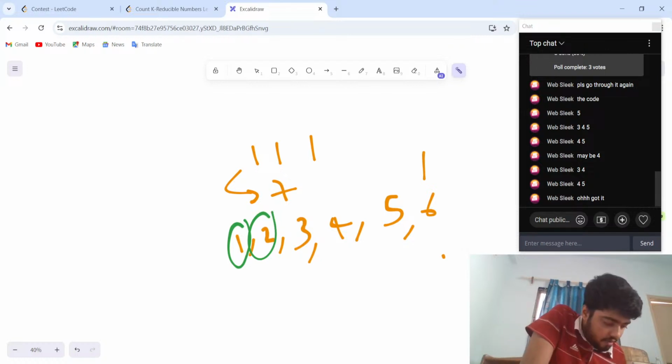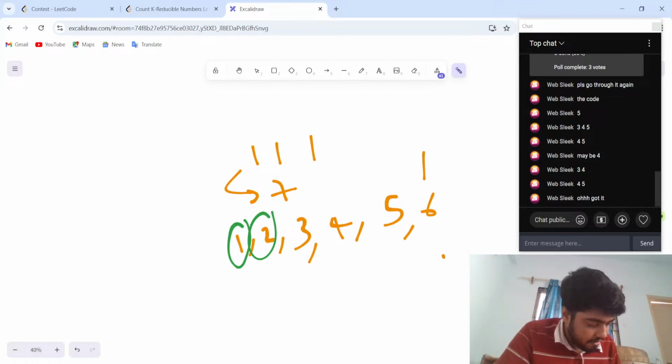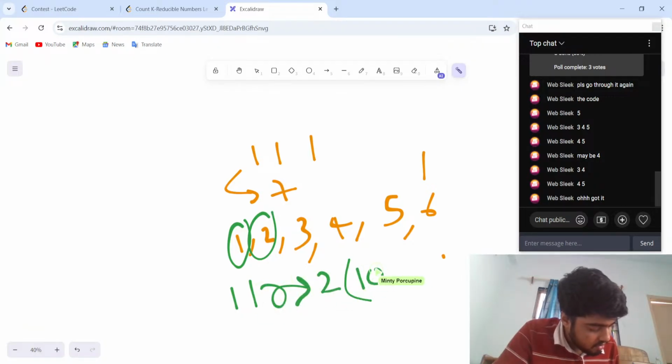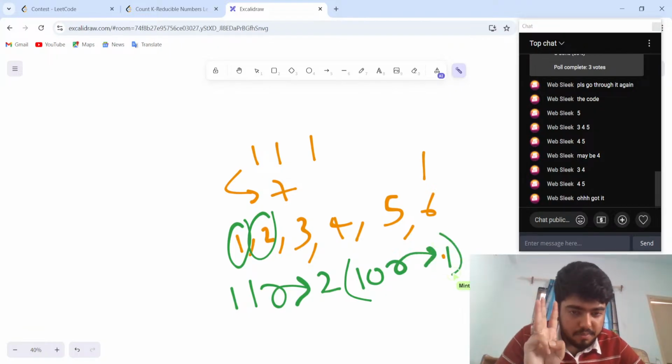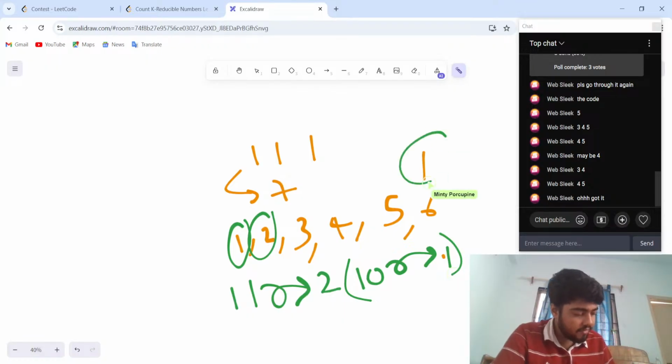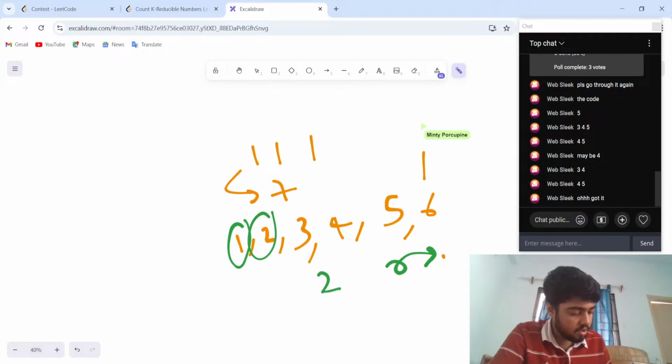But if we look at 3, what is the binary of 3? It is 11. So what does it convert to? It converts to 2. And what is the binary of 2? It is 10. What does it convert to? It converts to 1. So how many steps did we take? We took 3 steps, I mean, sorry, 2 steps, right? But over here the value of k is 1. So we can't take 2 steps. So this is not a possible thing, okay? So we're going to cut this off.